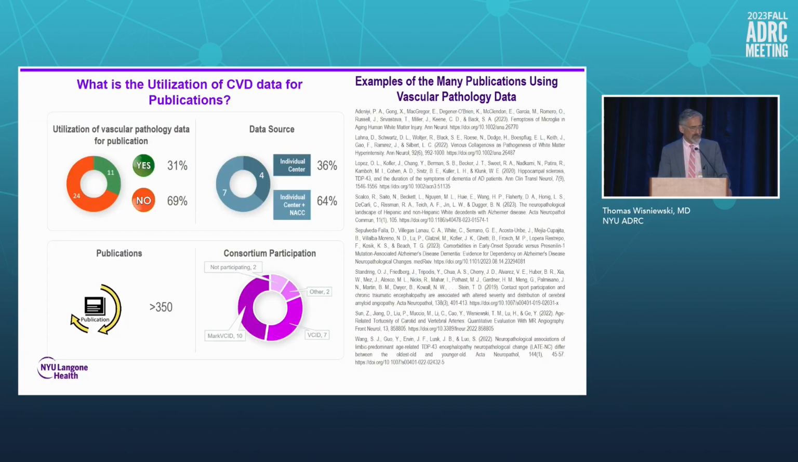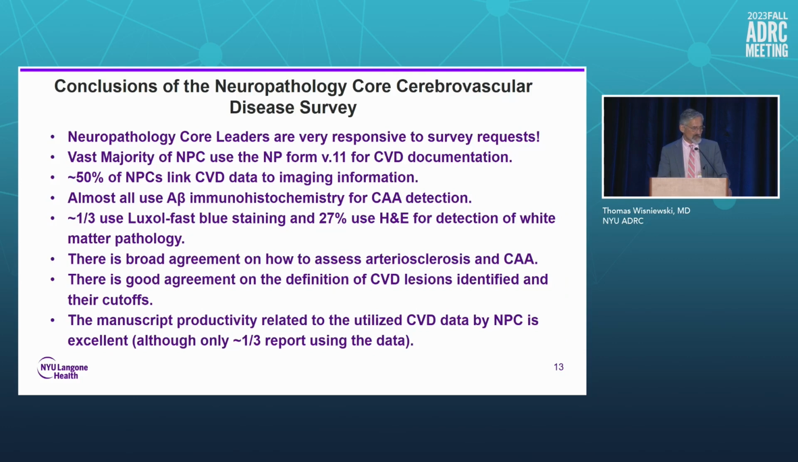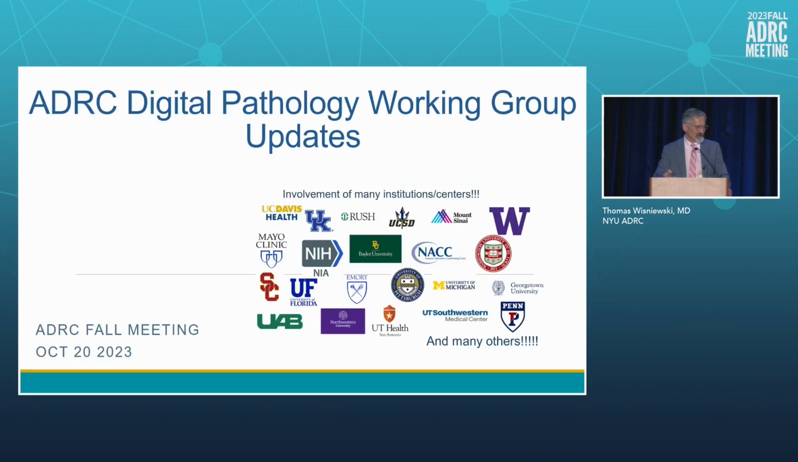In terms of publication output, about a third of centers are using this vascular data for generating publications. That third of centers are highly prolific, with over 350 publications resulting. Some of those are listed here. So the summary of the survey: Neuropath core leaders are very responsive to survey requests, and the other conclusions are listed here, and we will be circulating the results of this survey in the future.